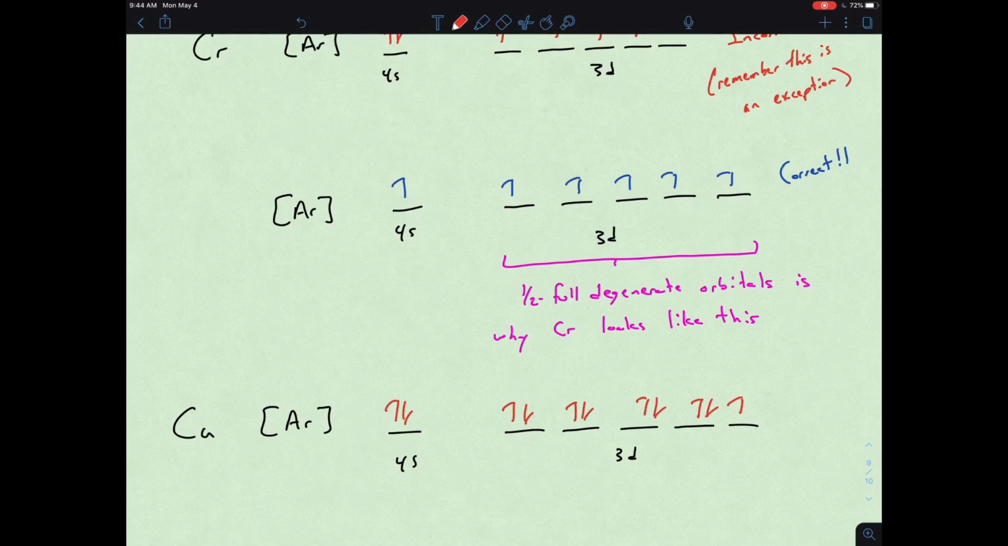We'd end up something like this. Again, remember, this is an exception. This isn't how it normally happens. It's just these two that I'm trying to highlight.